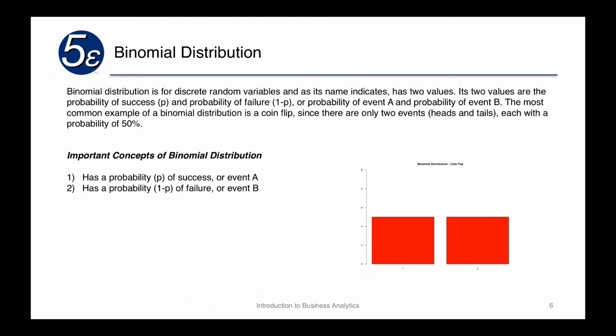So the concepts here are that it has a probability of P of success, or event A, and has a probability of 1 minus P of failure, or event B. And it is discrete, with only 2 events, A and B.